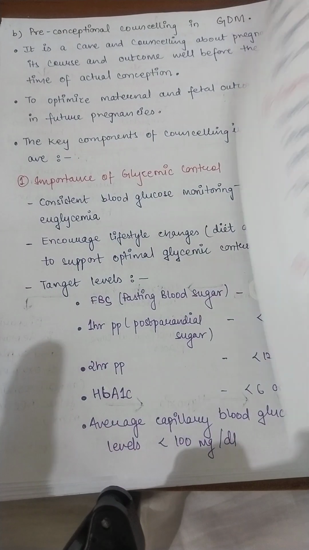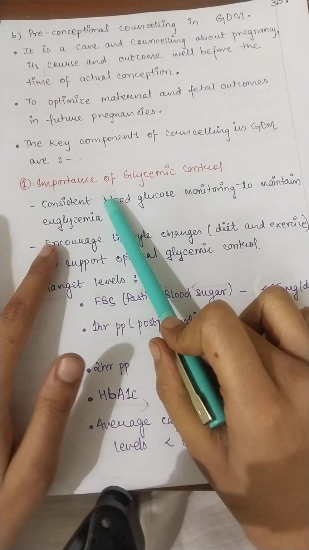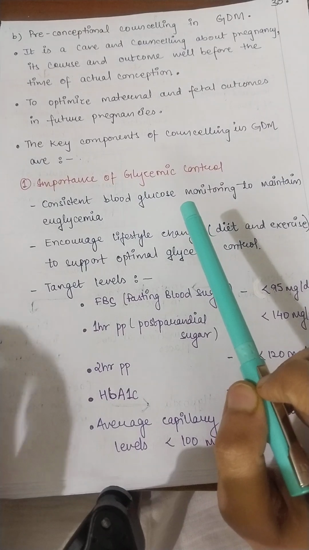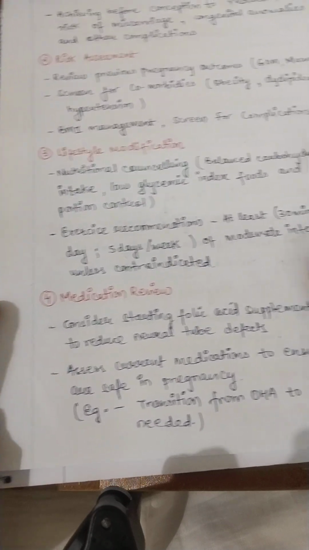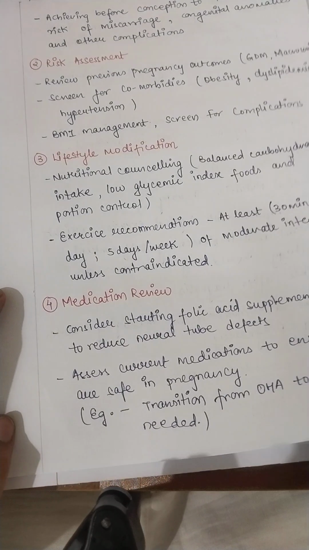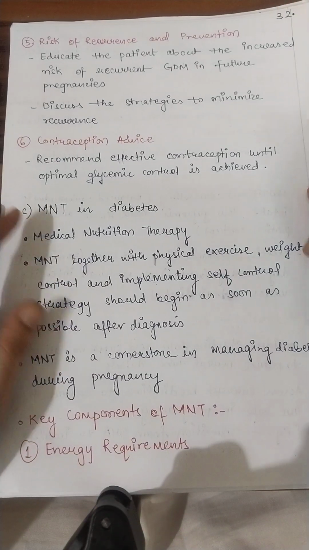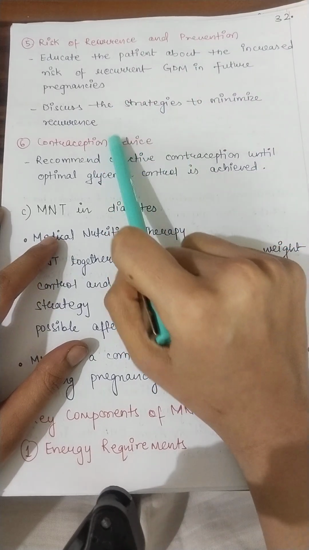So in preconceptional counseling in GDM, overall we have to keep strict glucose monitoring, risk assessment of the patient, like what the risks are and what we have to change, like BMI management, lifestyle modification, and medication review, changing the medications which are not safe during pregnancy, followed by risk of recurrence and prevention, which we can advise the patient, and contraception advice.